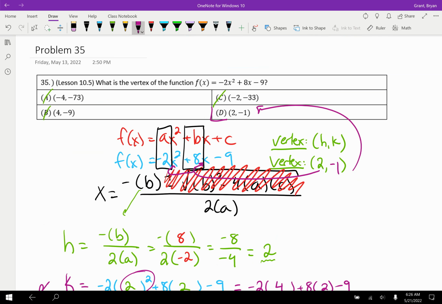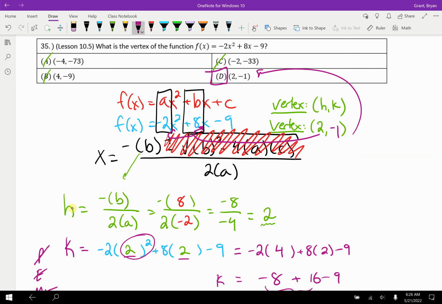So if you're asked to find the vertex of a function in standard form like this, you can find the zeros and add them together and divide by 2 or find what's in the middle of the zeros. However, it is almost always going to be faster to do the h, k, where h is negative b over 2a, and k is just found by substituting in 2.